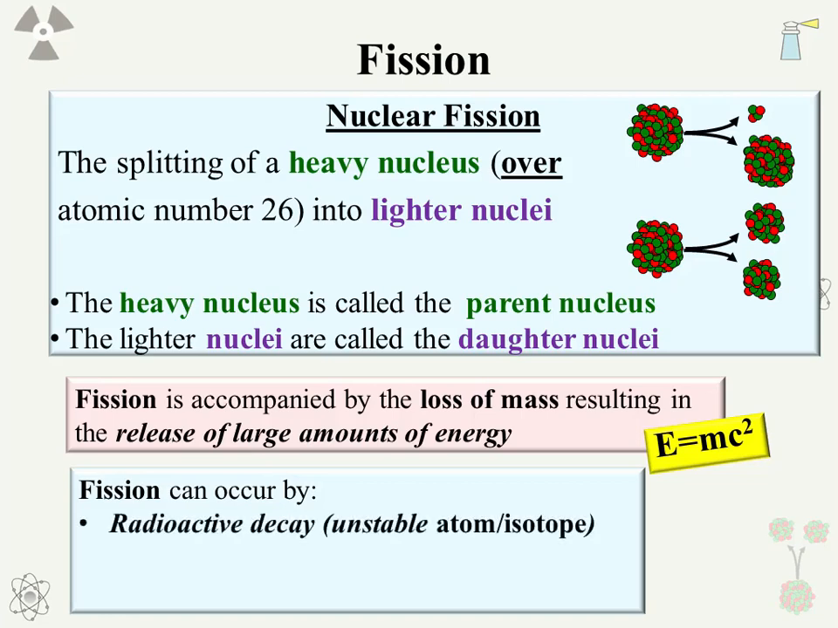One way is through radioactive decay of unstable atoms or isotopes. Most of those are naturally occurring. Radon gas, a potentially cancer-causing compound, is a decay product of uranium.